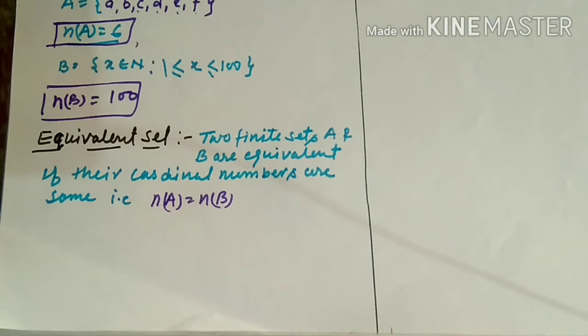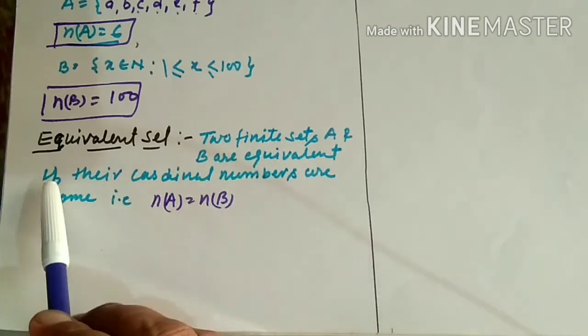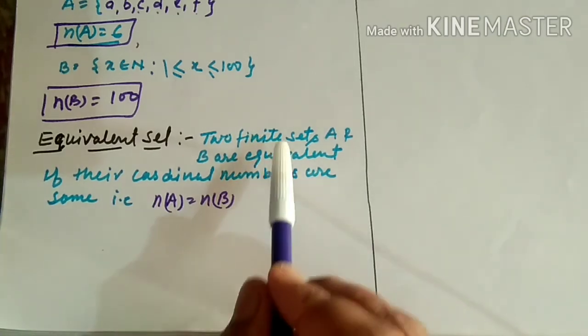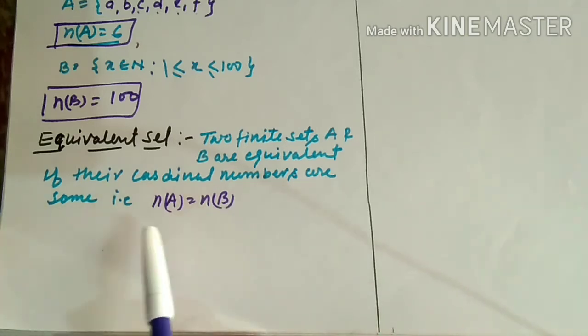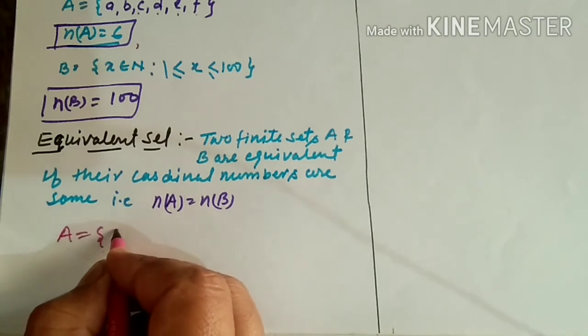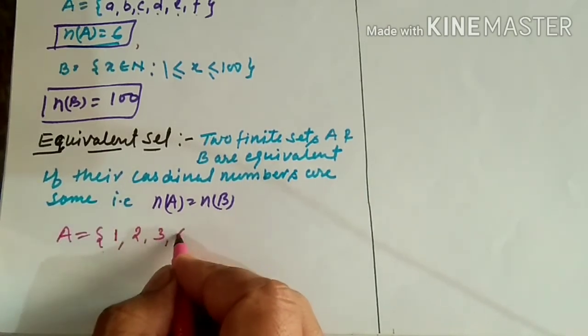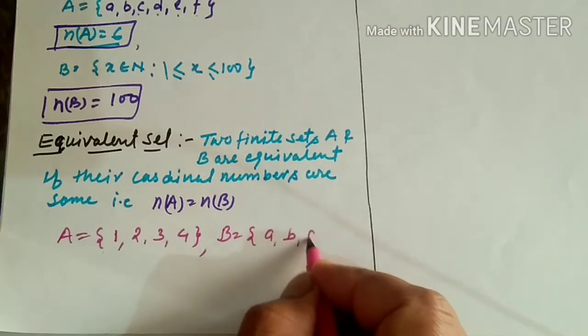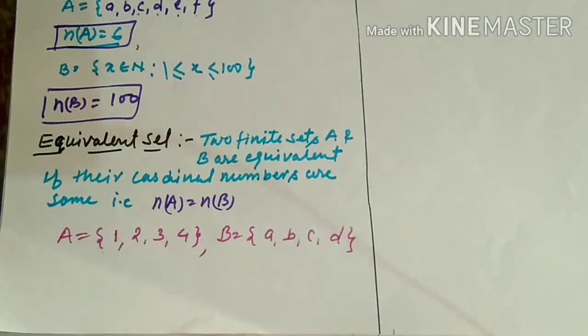Equivalent set. Two finite sets A and B are equivalent if their cardinal numbers are the same. So a set is said to be equivalent if the number of elements in set A is equal to the number of elements in set B. We can understand it by an example. We have two sets A and B. Let set A be equal to {1, 2, 3, 4}, and we have another set B containing a, b, c and d. Clear?